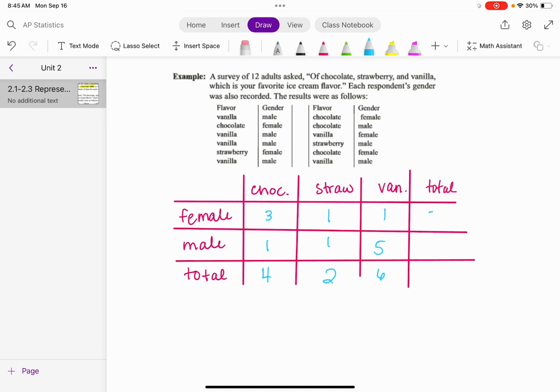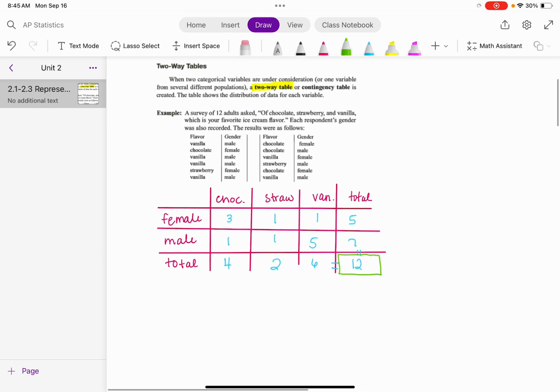3, 1, 1 sums to 5. 1, 1, 5 sums to 7. 5 and 7 give us 12. But 4, 6, and 2 also give us 12. So it's important that our total columns give us the same value in this box. Okay? So that is a two-way table.